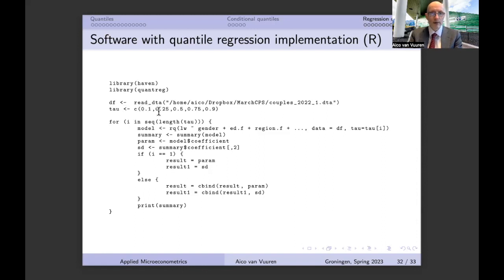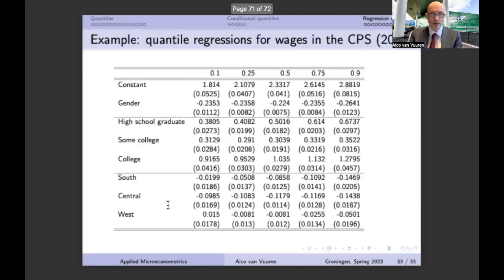The rest is exactly the same. Here we define the different levels of tau. Here we do the for loop. We do the quantile regression over here, and we store the coefficients first of all in param and SD as the standard errors, and then we store them in result and result1. And here we summarize. We actually print out the results. Then we get the following results. I'm going to look here at different kinds of regressors.